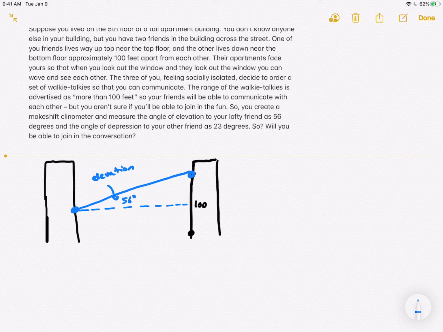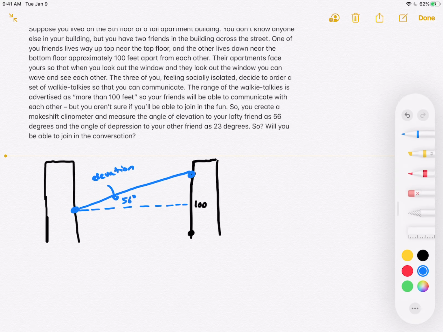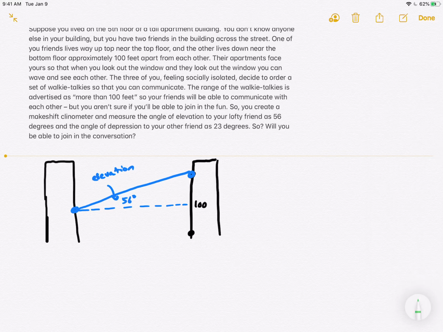Okay. And next we see another angle, the angle of depression. That's kind of a sad choice of terms there. But an angle of depression is also measured from the horizontal. So there it is again. But it must be looking down. You'll see those terms again. Elevation and depression. So the angle of depression means looking down from the horizontal. And that angle is 23 degrees. Okay, so the question is, will you be able to join in the conversation?